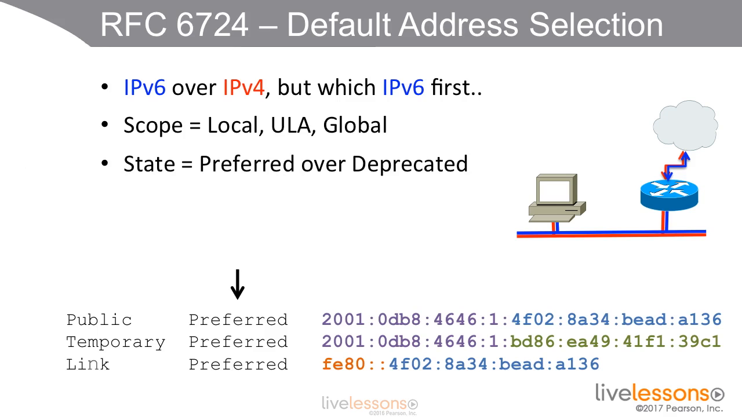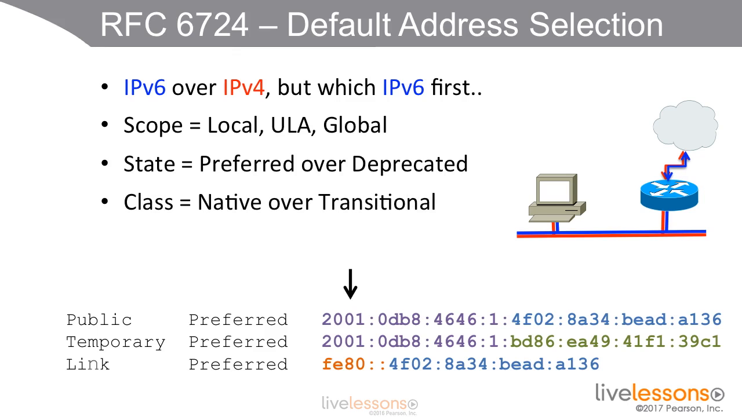Next, we'll check the state. As we said earlier, we'll prefer a preferred address over a deprecated address. Then we're going to look again at the class, not necessarily the scope, but the class, to determine whether we have a native address. And if we have a native address, we'll prefer it over a transitional address. Now, transitional addresses are things we use in some of the adapters that support v6 tunneling over v4 protocols.